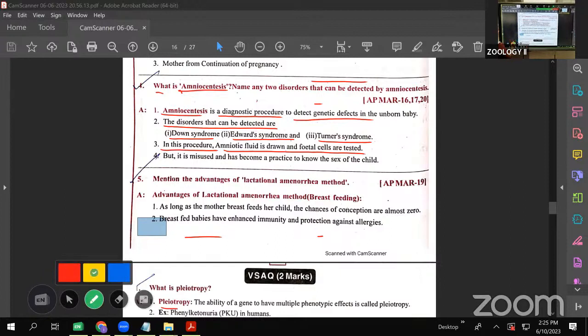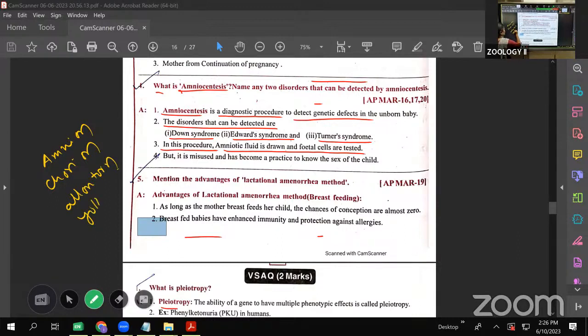What are the layers? Surrounding the embryo, four layers are present: the amnion, chorion, allantois, and yolk sac. These four layers are present, but the amnion mainly has the amniotic fluid. For this diagnostic procedure, we take the amniotic fluid. The amniotic layer has the fluid that we call amniotic fluid. For amniocentesis, we use the amniotic fluid.